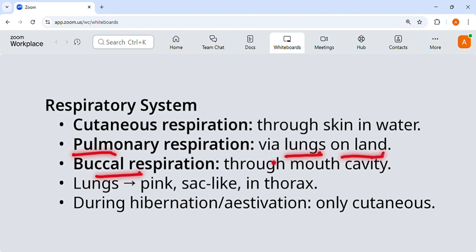Buccal respiration, how is it happening? Through the buccal cavity, the mouth cavity. Okay, so lungs are present in frogs as a pair and they are pinkish in color, sac like, in the thoracic region.